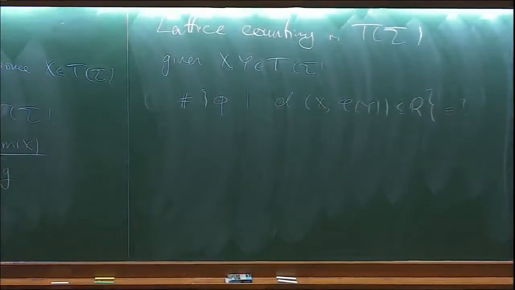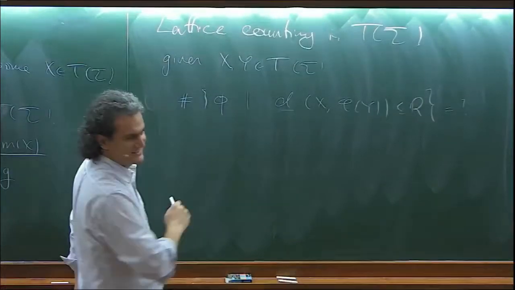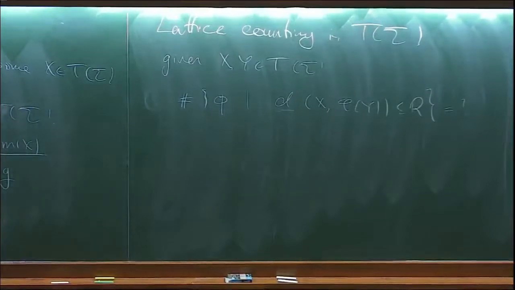So I'm being vague here for this distance, because in fact, that's what I want to play with. There are a bunch of natural metrics in Teichmüller space. One thing everybody is used to is the Teichmüller metric. So let me just give two definitions of different metrics.